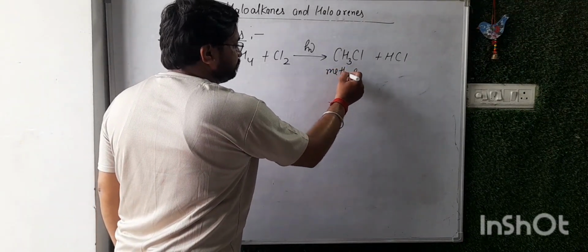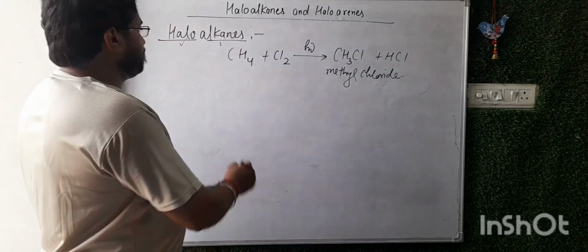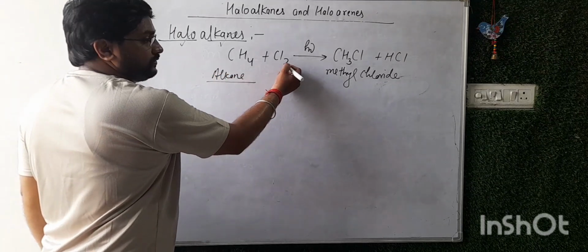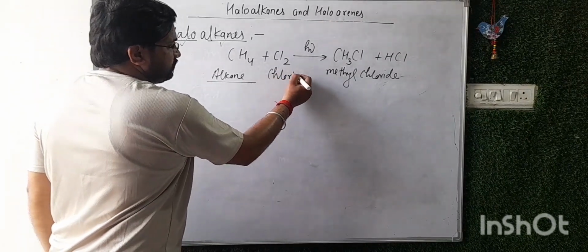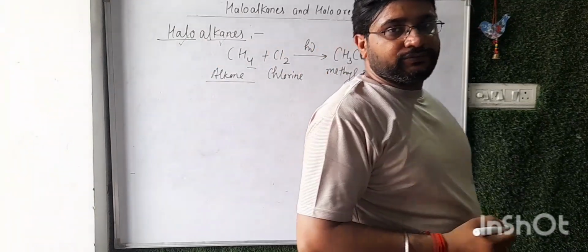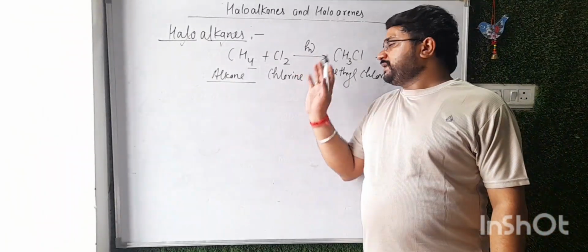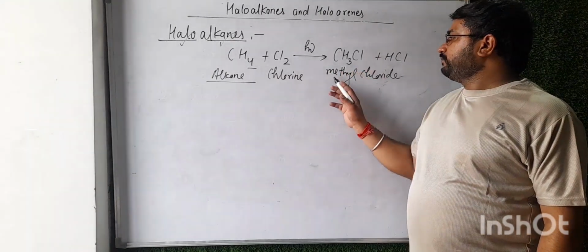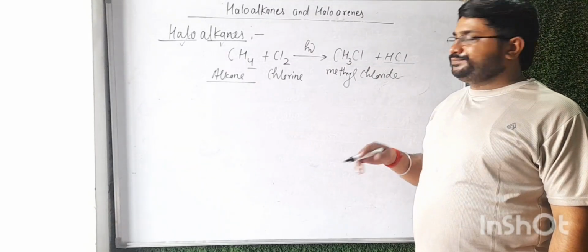Methyl chloride. So it is an alkane and it is a halogen. And what is the name of this halogen? That is chlorine. So what happened? Methane, CH4, having 4 hydrogens, when it reacts with the chlorine molecule in the presence of sunlight, it substitutes one hydrogen and forms methyl chloride, and the byproduct is hydrogen chloride.